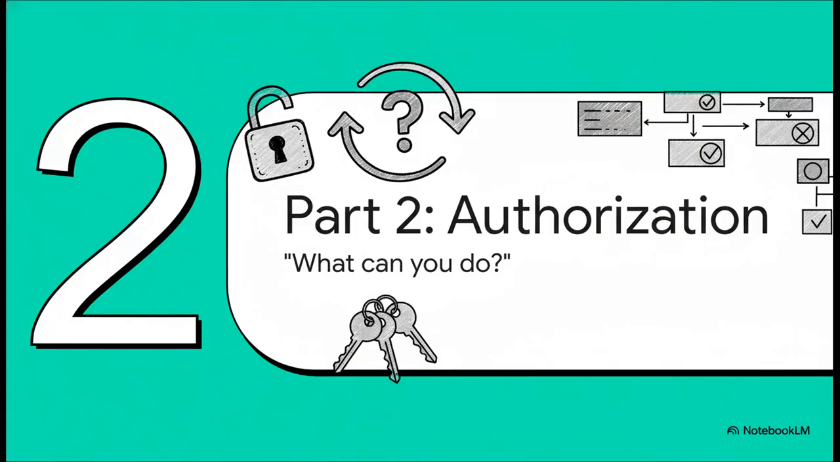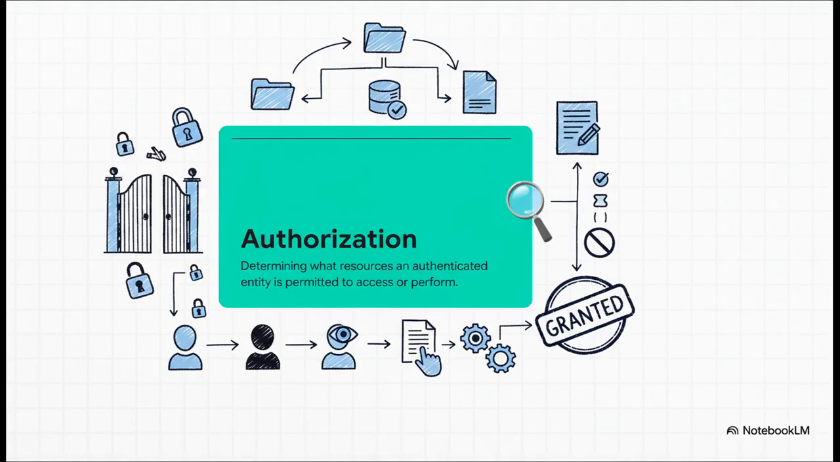Okay, so the system knows who you are. We're in. But hold on, that's only part of the story. Just because you're inside the building doesn't mean you have the keys to every single room. Now the system has to ask a different question. What are you actually allowed to do here? And this is where that next layer of security kicks in, authorization.